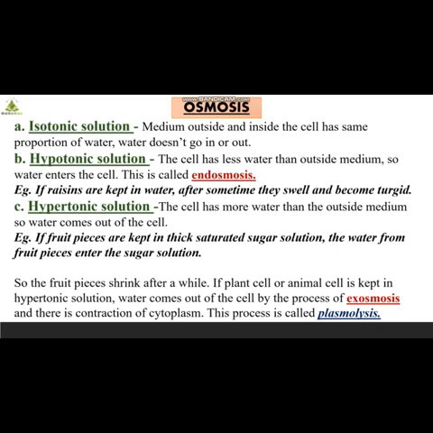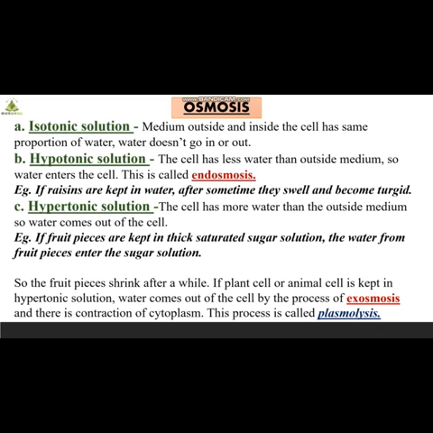A very good example we have is fruit pieces kept in a very thick, saturated sugar solution. In the outer medium we have less water, and inside the fruit pieces, like a watermelon, we have a lot of water. Yes, water concentration in watermelon is more. What will happen? The watermelon will shrink and all the water is given out into the sugar solution. This is a very good example. So the fruit pieces shrink after a while; this is the actual observation after you put the fruit pieces in the sugar solution.